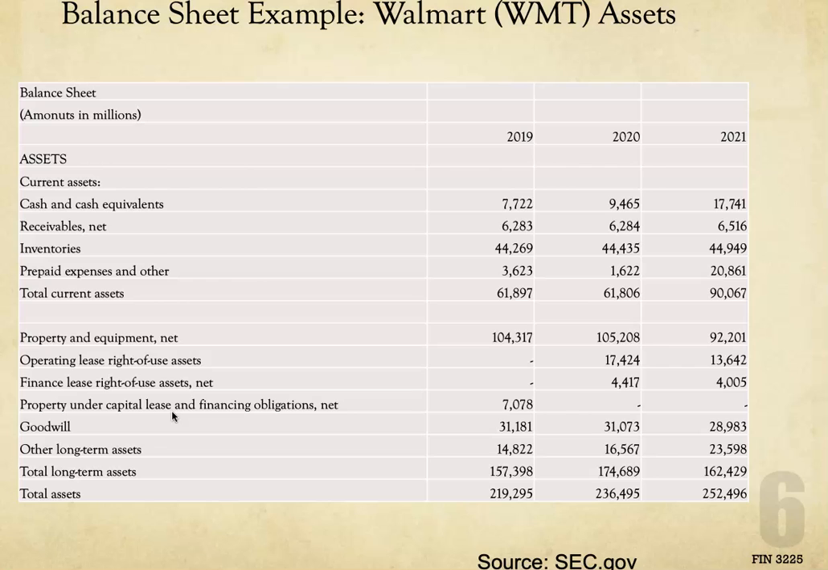Here is an example of the balance sheet, and this is Walmart. We have the past 3 years from 2019 to 2021. And the data are from the SEC government website. First we see assets, current assets first, including cash, receivables, and inventory. Followed by the fixed assets, we see properties and equipment, and then other intangible fixed assets.